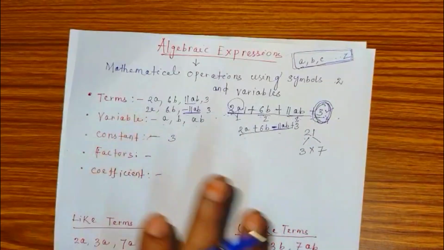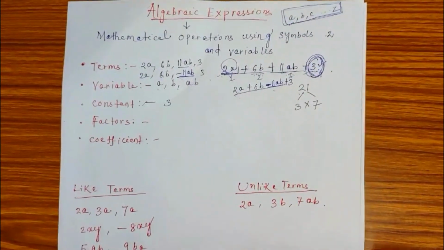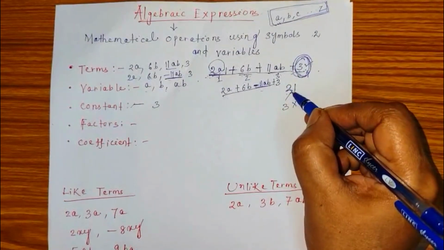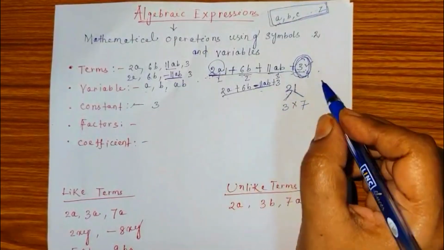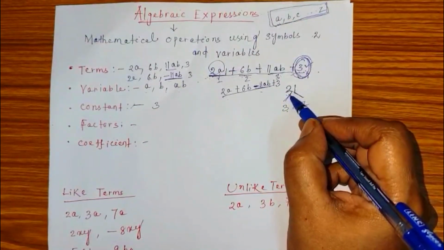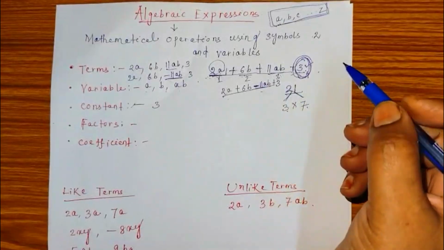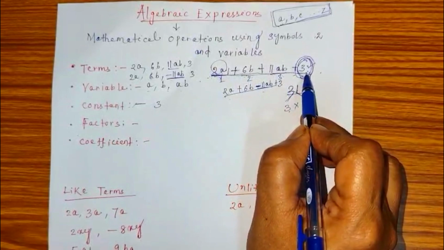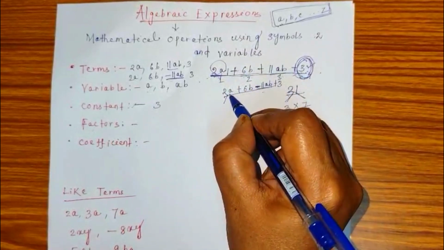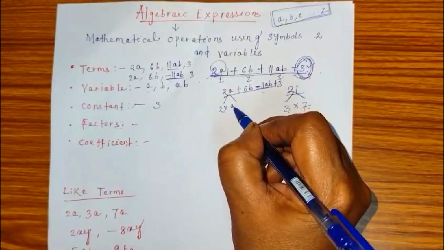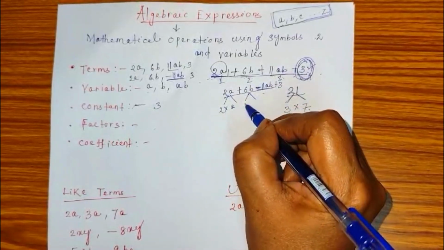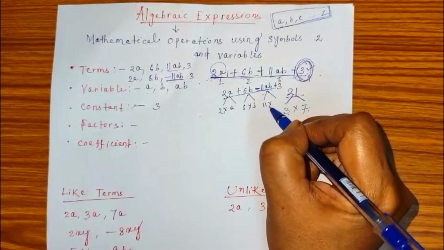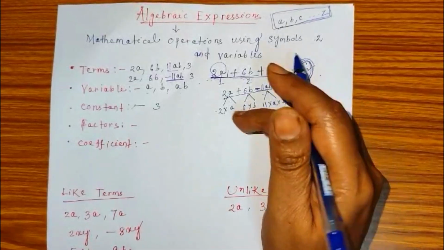Understood? Constant, variable. Now factors. Factors, as you studied before: take 21 for example. 21 is nothing but 3 into 7. So 3 and 7 are the factors of 21. Likewise, if you take each and every term, first 2a. 2a is nothing but 2 into a. 6b is 6 into b. 11ab is 11 into a into b.